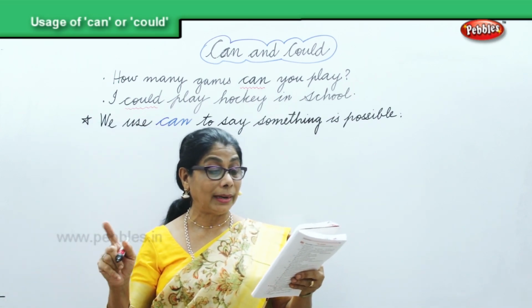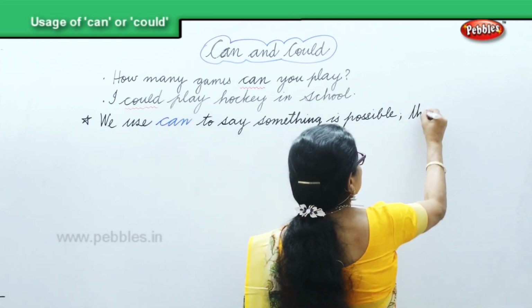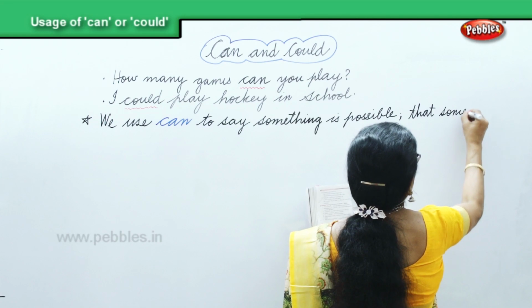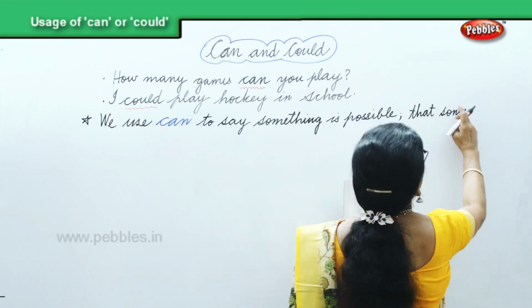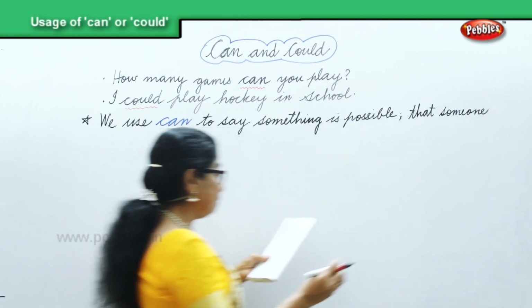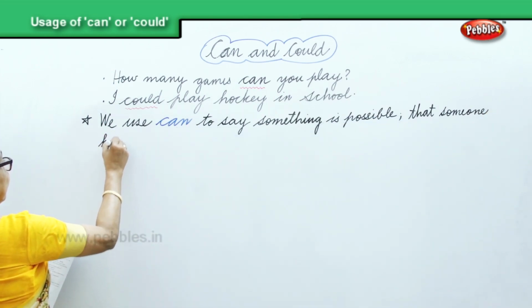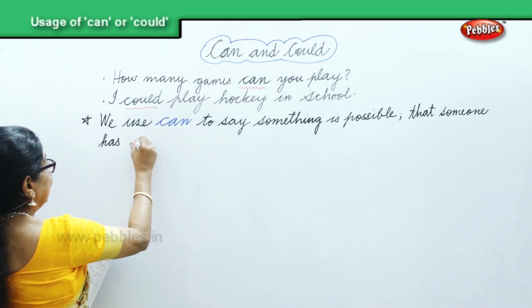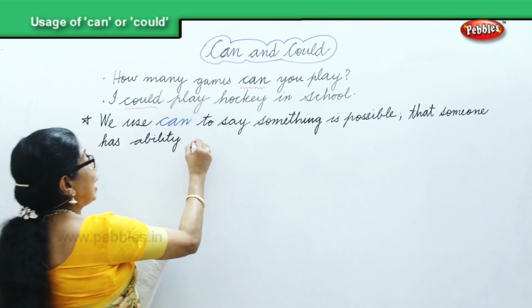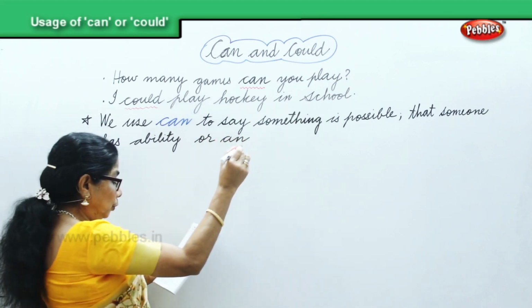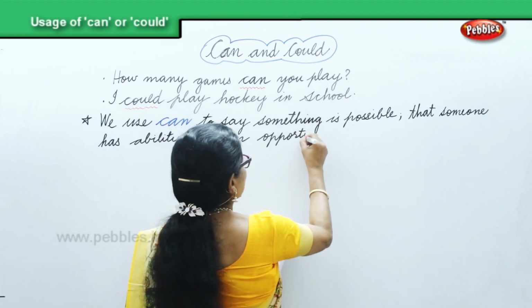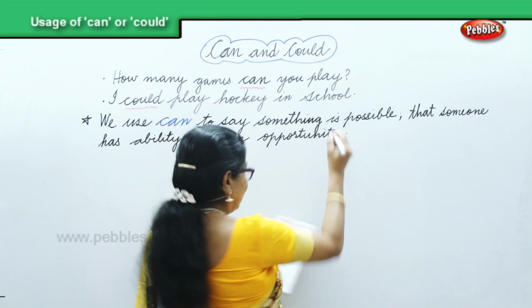Now, that someone has ability, that someone has ability or an opportunity. Let's look at the sentence. Okay.